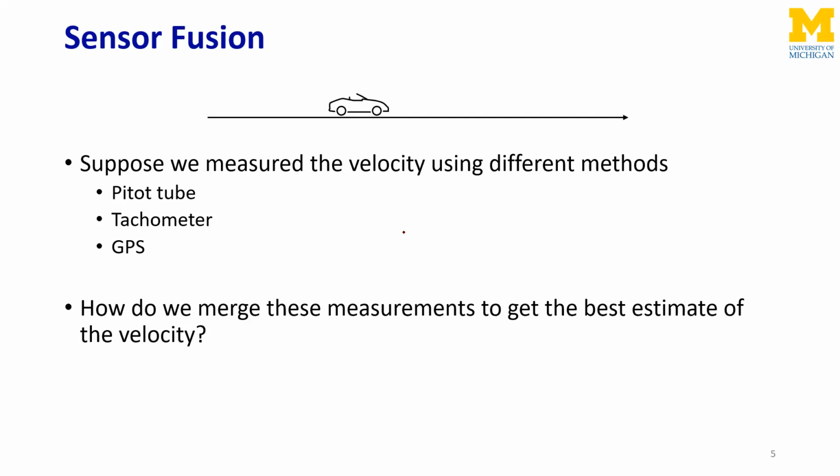Okay, so sensor fusion. Suppose we measure the velocity. We have this car, and we measure the velocity using different methods, like I said, pitot tube, tachometer, and GPS. Now the question is, how do we merge these measurements to get the best estimate of the velocity? At some time instant, you noted down all these measurements, and now which of those measurements is closest? Well, you don't know, obviously. So the next best question that we can ask is, how do we use these three measurements to produce the best estimate of the velocity in some sense?